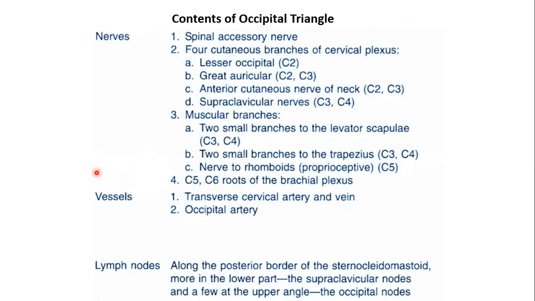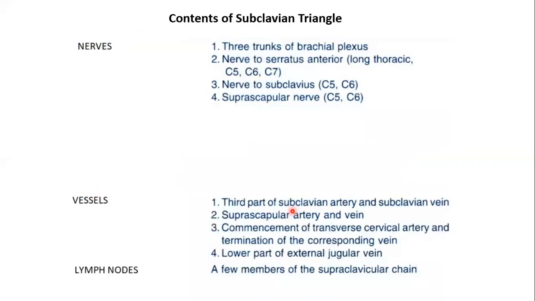And then the vessels. The vessels present are the occipital artery. I already told you that the occipital artery is present and gives its name to the occipital triangle. Then there is the transverse cervical artery and vein. As for the lymph nodes, here are the supraclavicular nodes, and a few at the upper angle are occipital nodes. Two sets of nodes: supraclavicular and occipital.